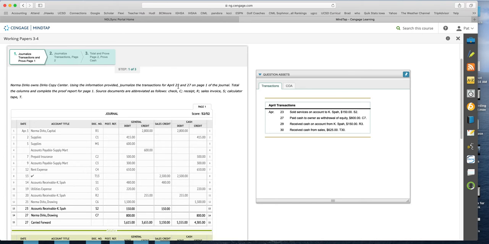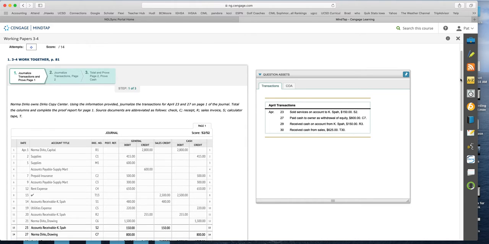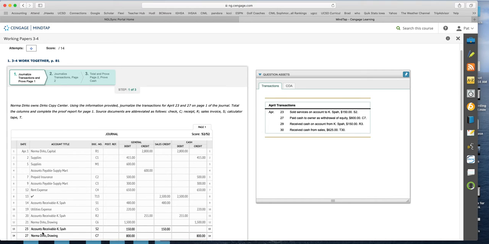It says Norma Dirks, journalized approved the transaction. It talks about the dates, page 1, has all these transactions. So what we want to do is first do a couple of these transactions.